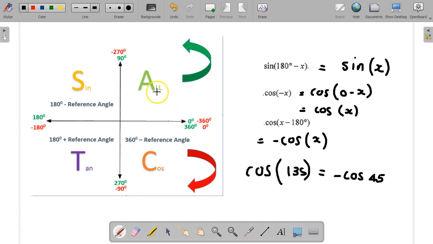And the CAST diagram can also be used to determine, or actually construct, the sine, cosine, and tangent graphs, and that will be shown in a later video.